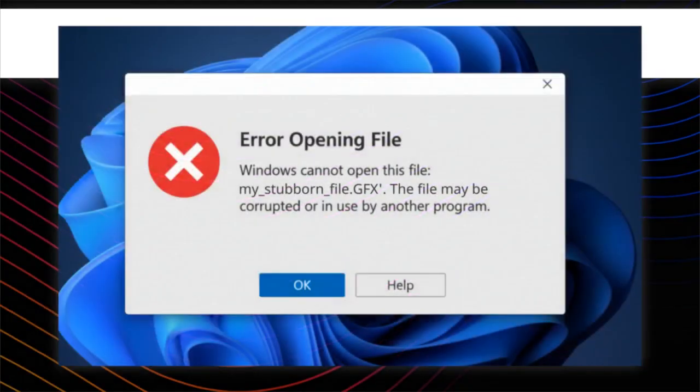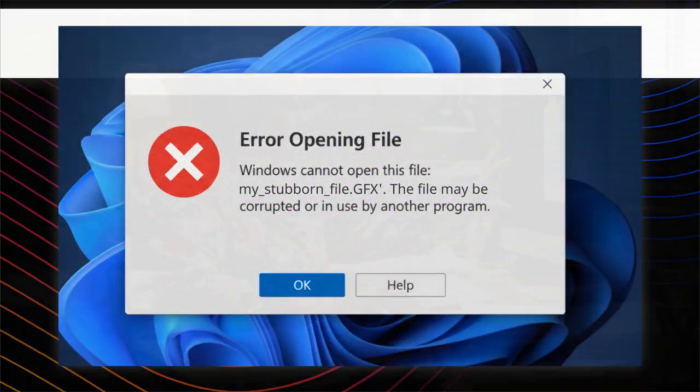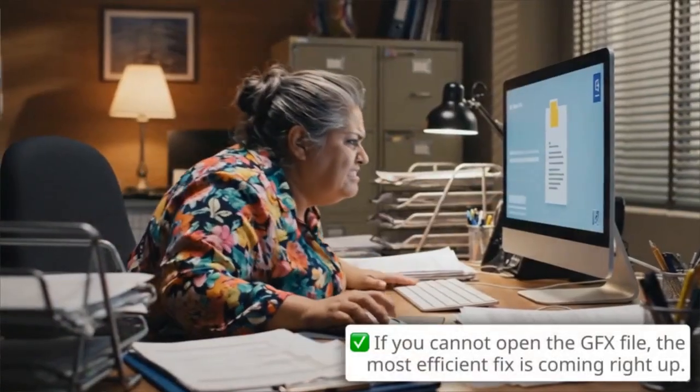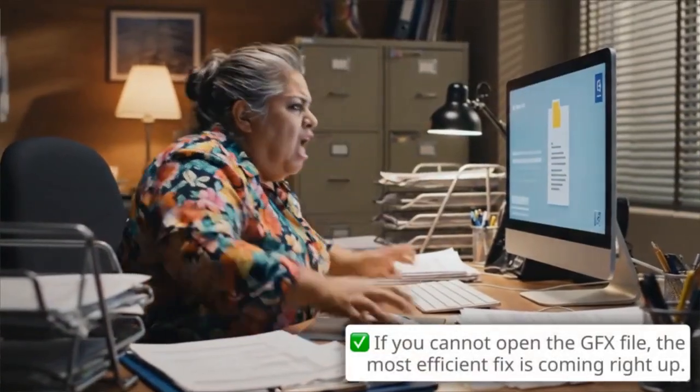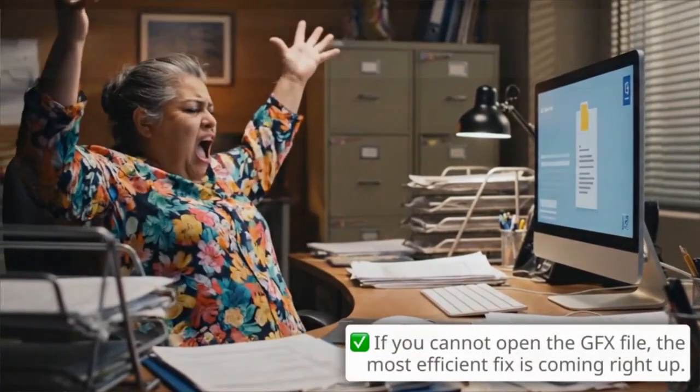If the GFX file won't budge, stay calm. The stubbornness of the file suggests a specific weak spot. Let's test these common failure points immediately to see where the problem is originating.